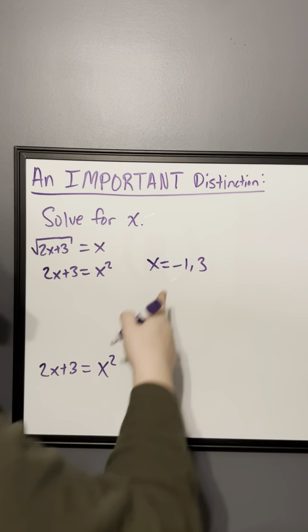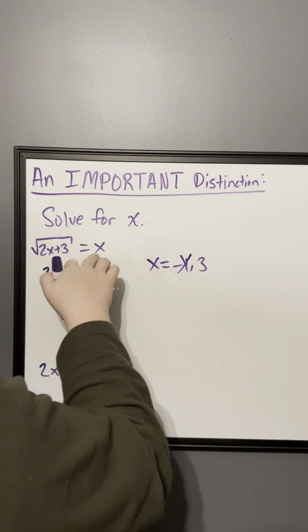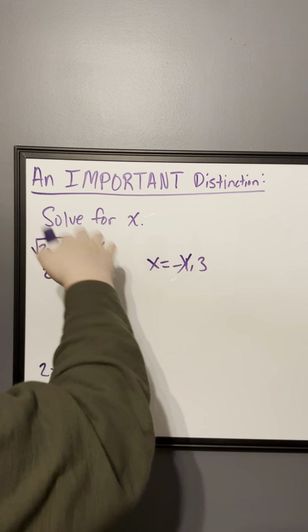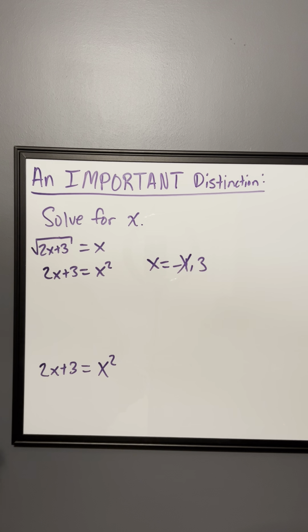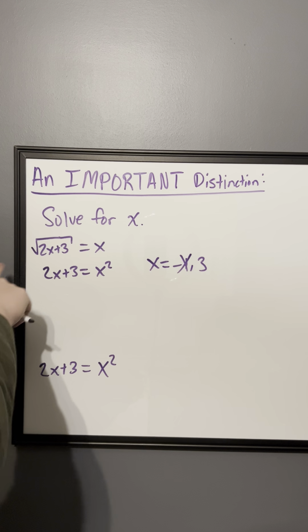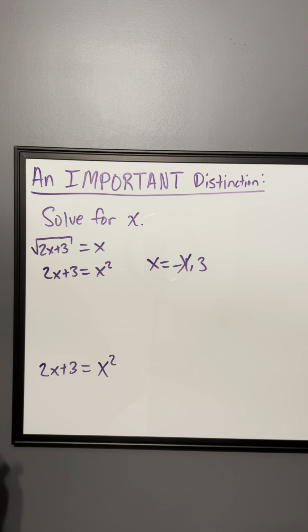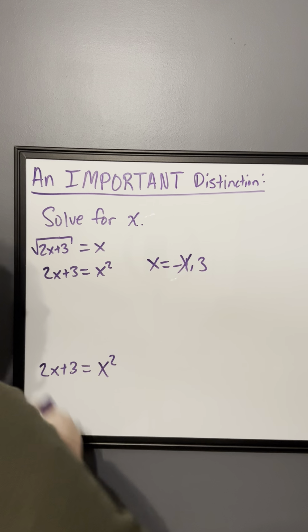Now I argued that negative 1 is not a valid solution. And the reason for that is because if we plug in negative 1 for x here, we cannot get a negative number as an output of this square root. And the reason is because we've specified that it is a positive root. There is no negative sign out front. So the only way we can get a negative is if there is a negative sign there, and there's not. So negative 1 is not a solution.